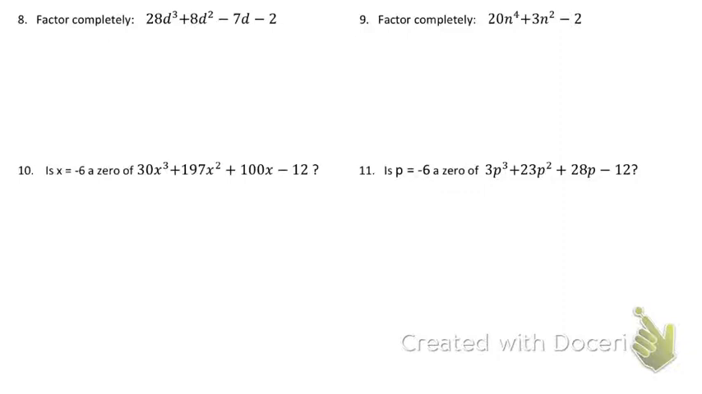All right, guys, let's start off with number 8. Okay, so we got to factor completely. Remember, our factoring methods are GCF, that's the one you'll always try first. Then we got diamond, snowflake, and then factor by grouping.